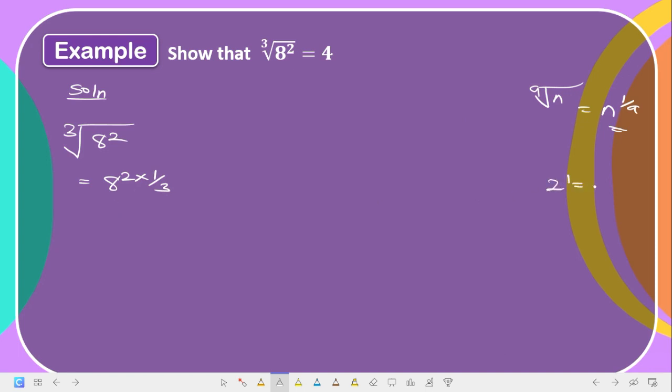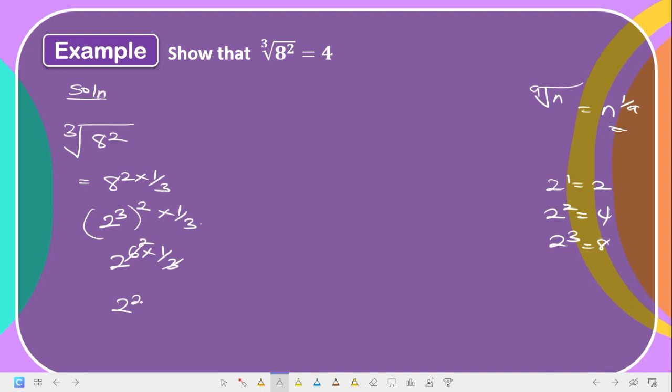We say 2 raised to the power of 1 is 2. 2 raised to the power of 2 is 4. And 2 raised to the power of 3 is 8. So our 8 is 2 raised to the power of 3. Are you getting it now? Then, bracket 2 cubed, to the power of 2, times 1 all over 3. And this will give us 2 to the power of 3 times 2, which is 6, times 1 all over 3. This cancels, this is 2. So this becomes 2 squared, and 2 squared is 4. So you've shown that this is equal to 4.